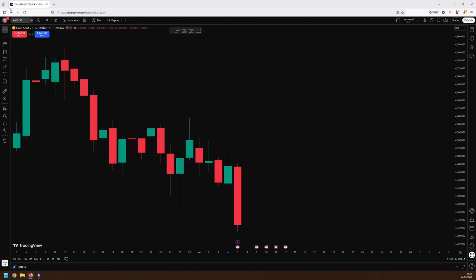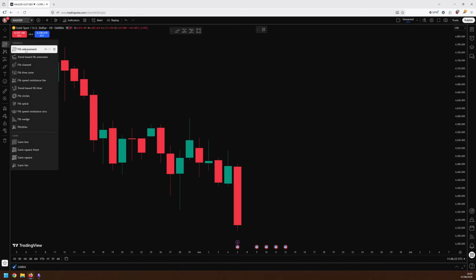So that means that I've gone to the gold chart, switched over to the daily time frame, and then let's take a look at this green candle here. That's a full day's candle, and what I'm interested in is the high and the low. But before I mark the high and low, I actually need to grab the Fibonacci. So I head over here and I select the Fib retracement.